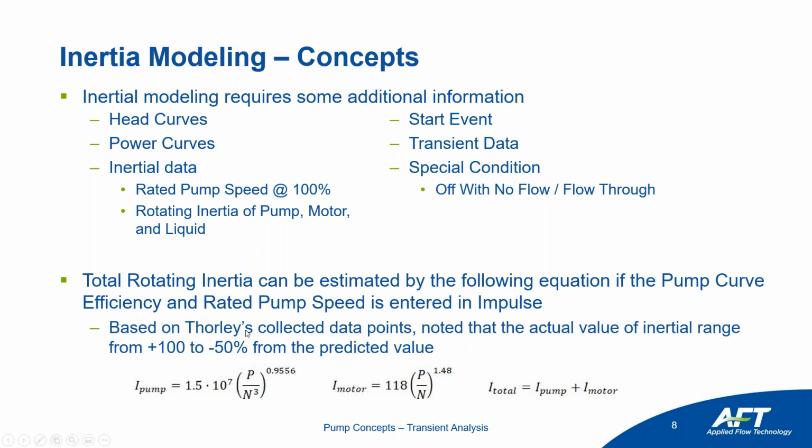If you've spent a significant amount of time with transient analysis, Thorley's name comes up quite a bit. He took a bunch of collected data points, a bunch of inertia for the pump and the motor, and then made this curve fit based on the power and the speed of the pump to determine these inertia terms. So this can be estimated for you in Impulse, but recognize that there's some pretty significant deviation, where the actual value of inertia can be anywhere from plus 100% to minus 50% from this predicted value. So another opportunity to do that sensitivity analysis.